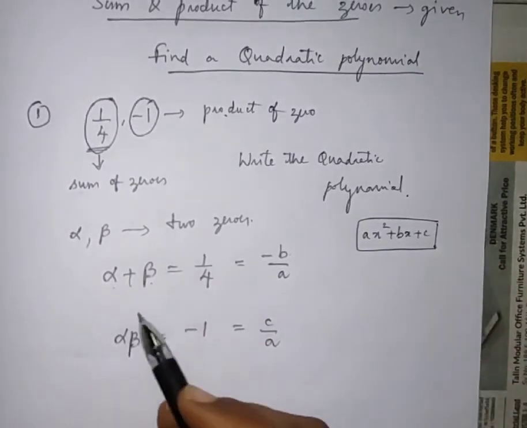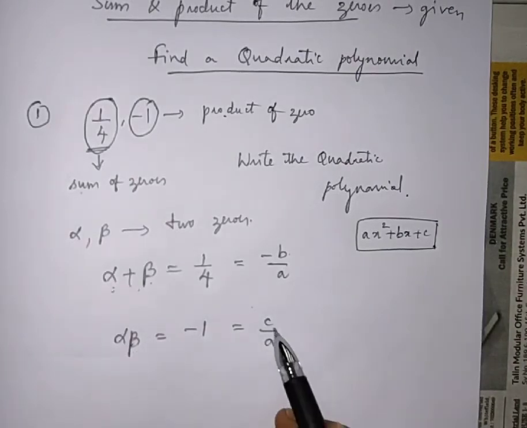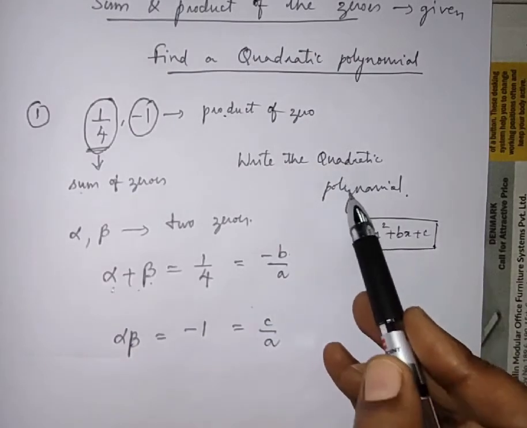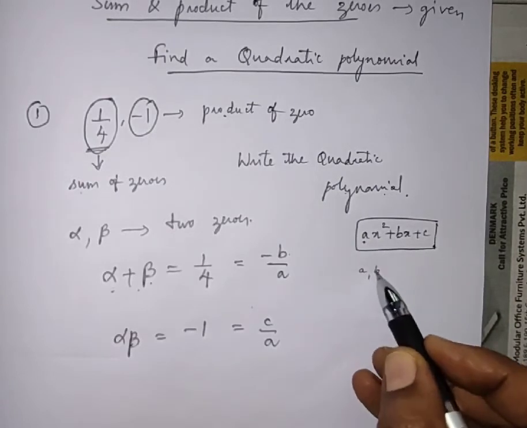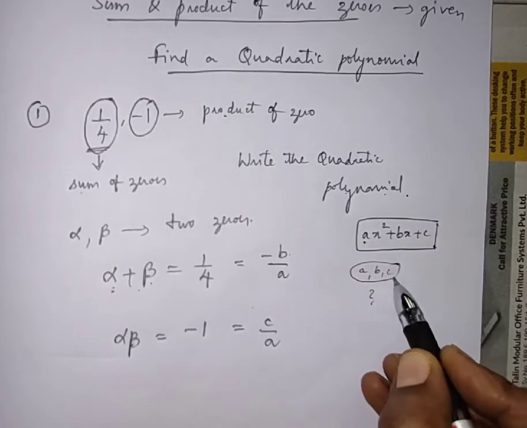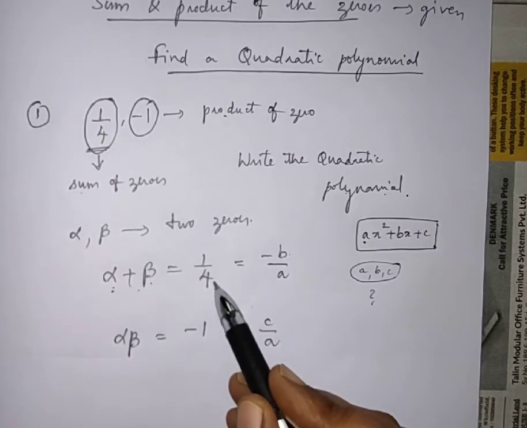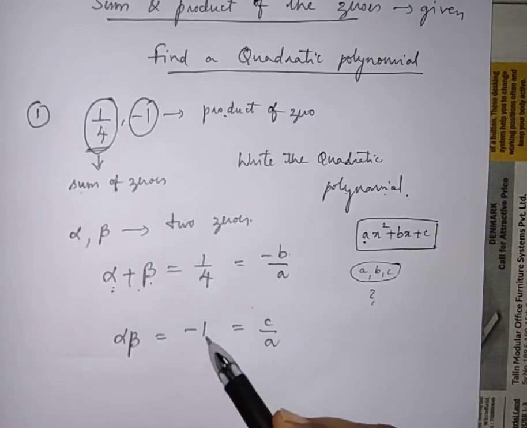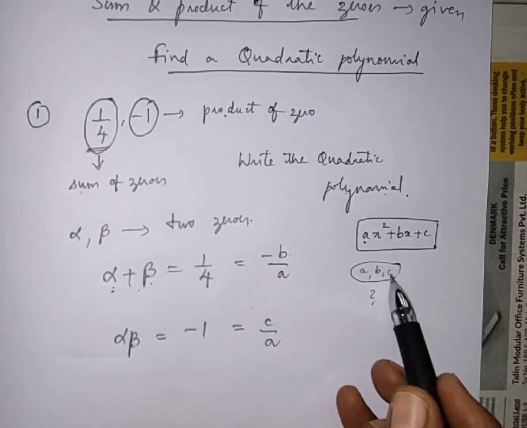Okay, so when it is the sum, you have to write minus b by a. When it is the product of zeros, you have to write c by a. Now our question is to write the quadratic polynomial. So in this polynomial, what are the unknowns? a, b and c. We have to find these a, b and c values. To get that, after equating the given sum and product to the coefficient expressions of the quadratic polynomial, you have to find the a, b and c values.